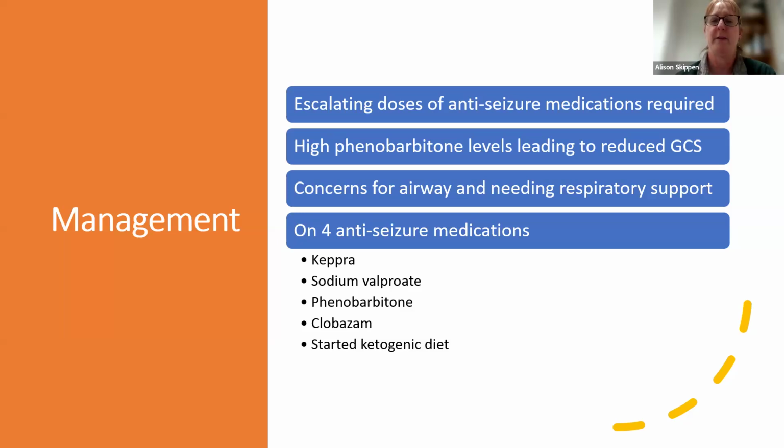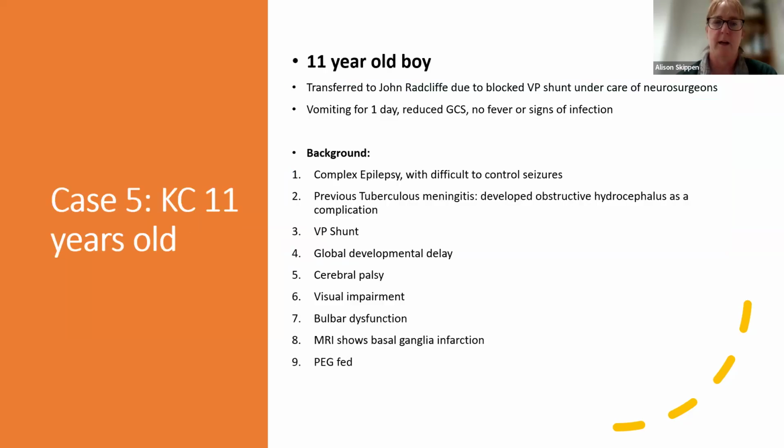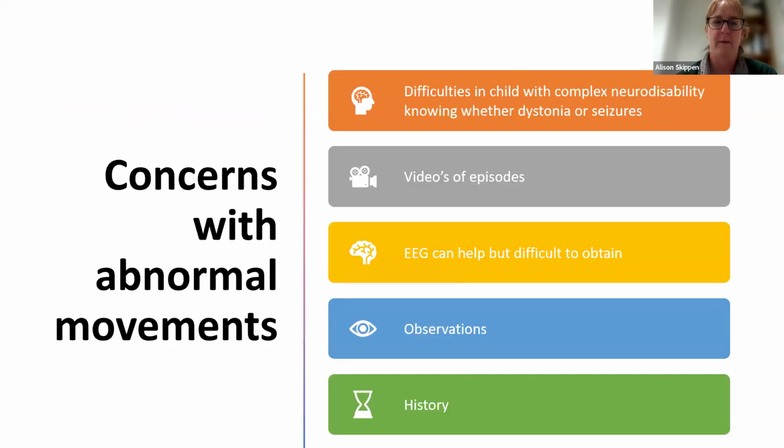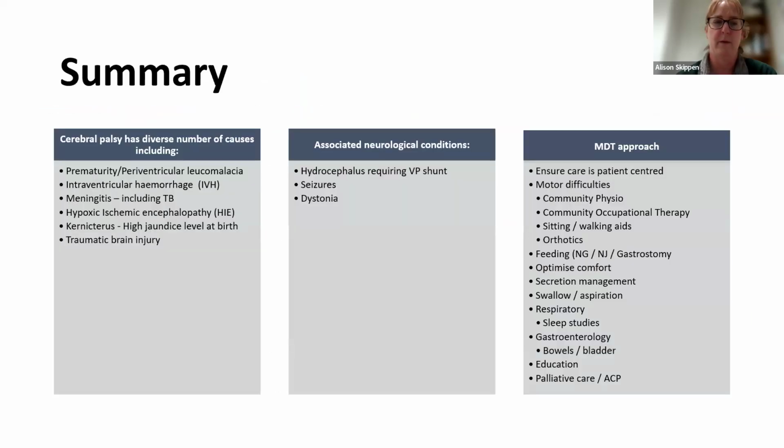Because we were giving her so much medication, she was quite drowsy and quite sedated. We were really worried about her airway, and about her needing further respiratory support because of all that medication and her reduced GCS. I won't go through the last case because it's quite complicated, so I'll just summarize.